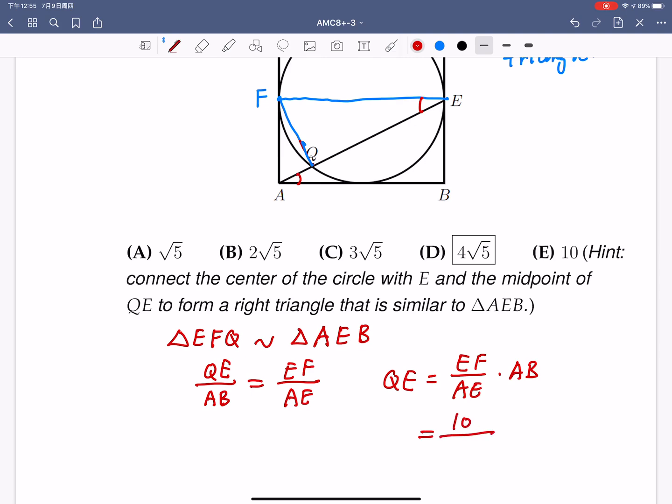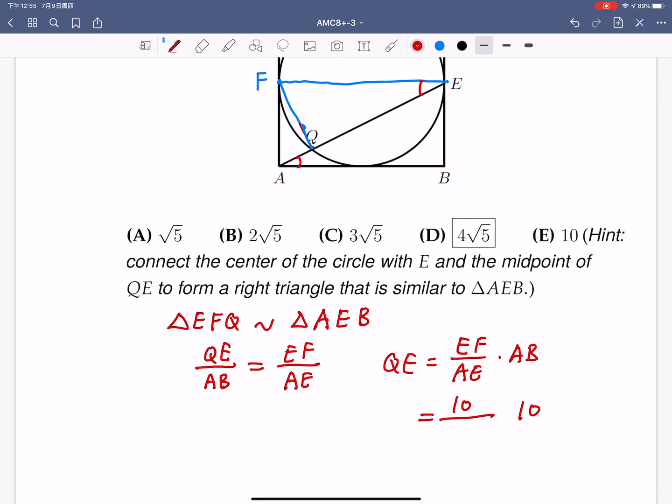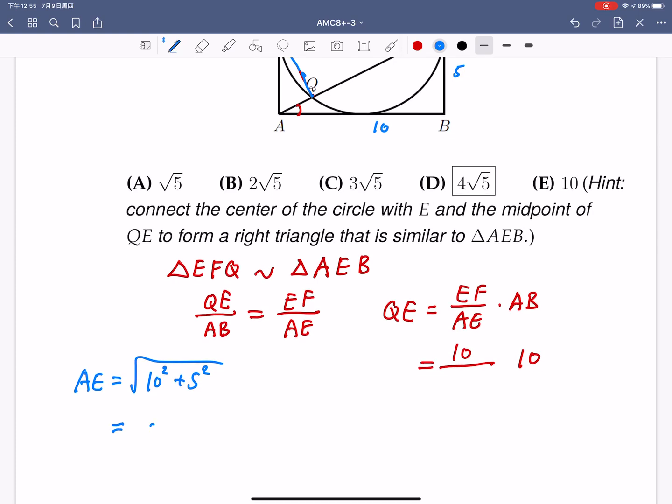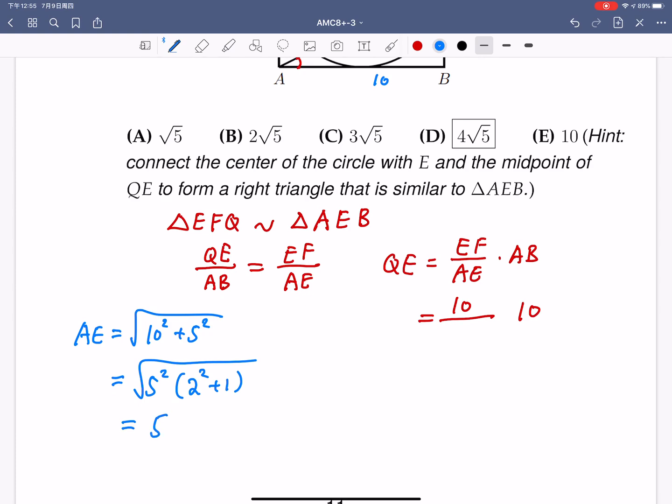AB is equal to 10 as well. So we need to compute AE, and we use the Pythagorean theorem here. AB is 10, EB is 5. So AE is equal to the square root of 10 squared plus 5 squared. If we factor out 5 squared, it would be 2 squared plus 1 squared under the square root. That will give you 5 times square root 5. So AE is actually 5 square root 5.